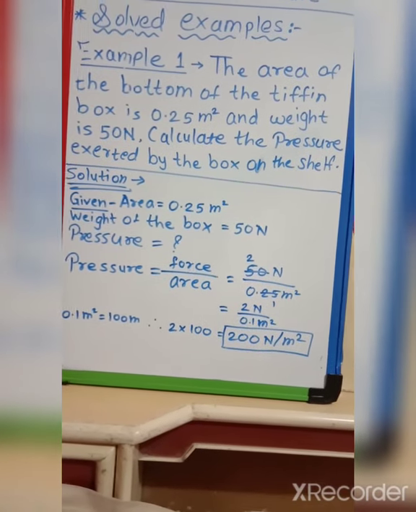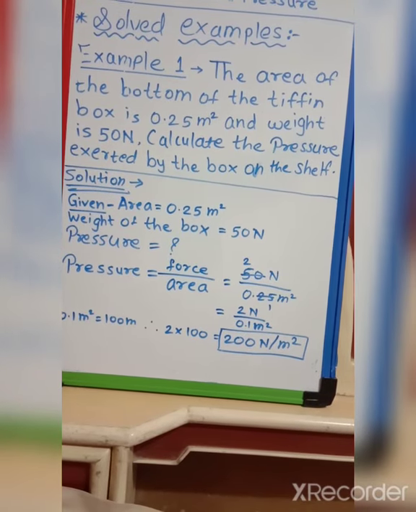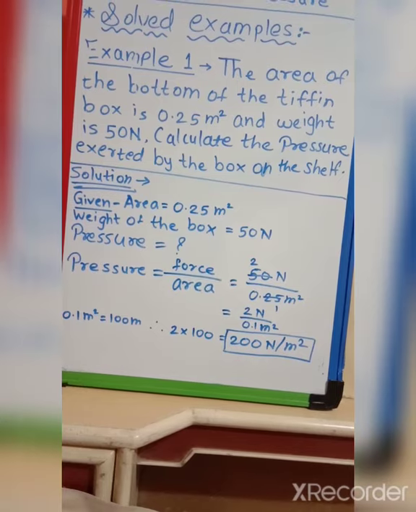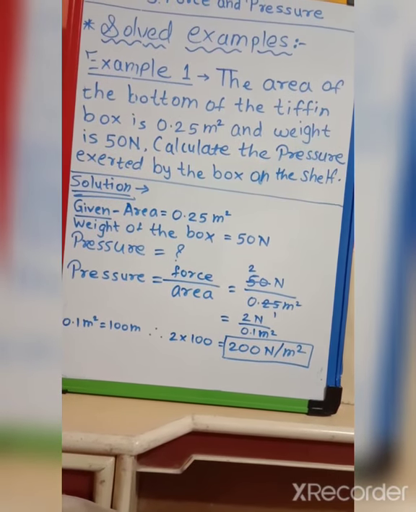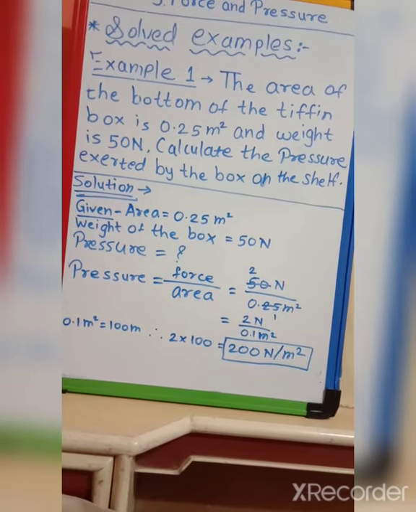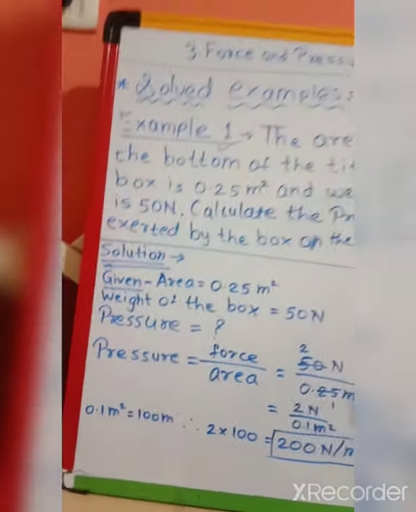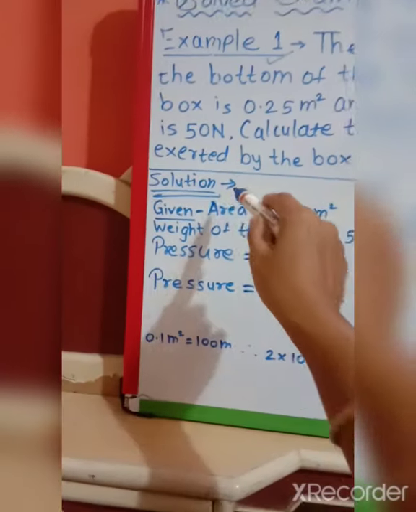The area of the bottom of the tiffin box is 0.25 meter square and weight is 50 Newton. Calculate the pressure exerted by the box on the shelf. See, this is the first example we are going to solve. Okay. Now, the solution is given.